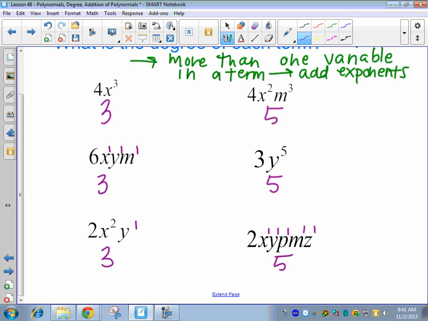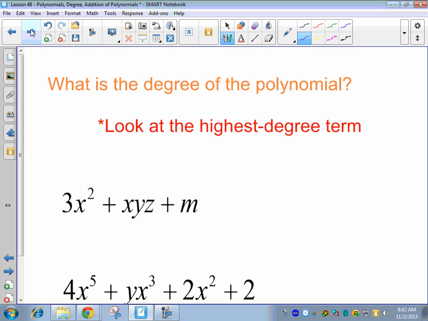Yeah, you guys probably won't see these ones very often unless it's just asking you what's the degree of this term. Something like this isn't super practical, doesn't really mean a lot for us. So pretty easy though to just find the degree.